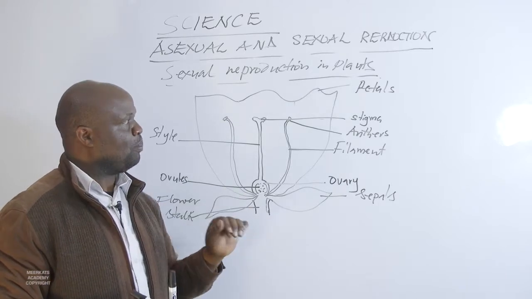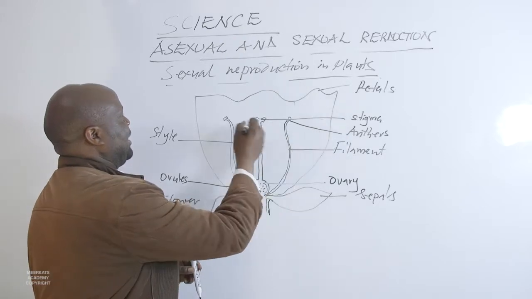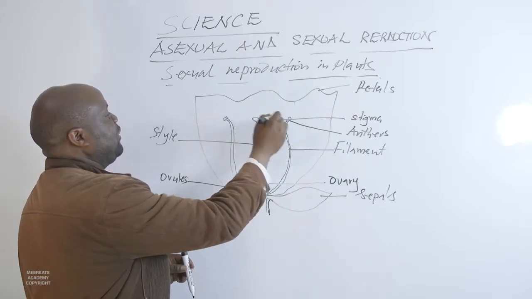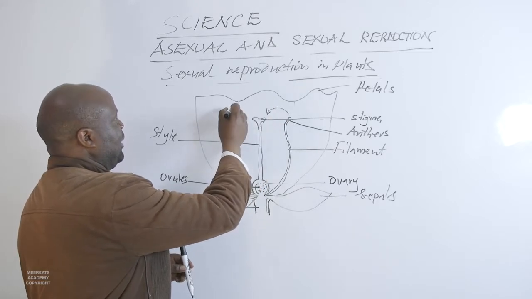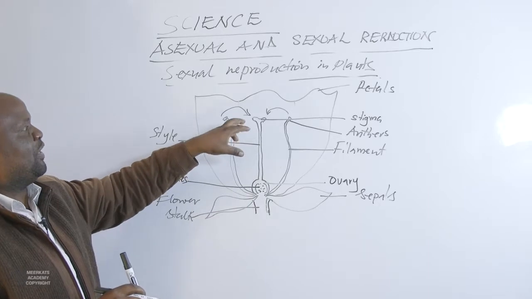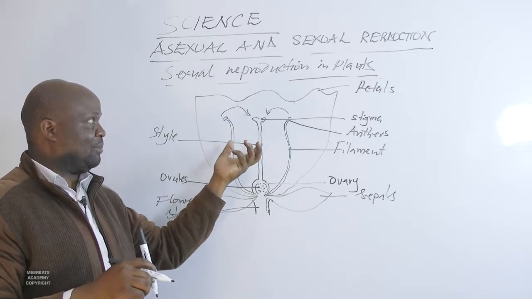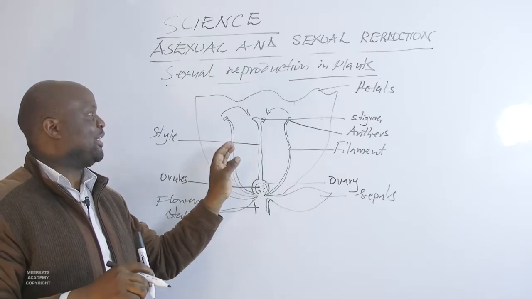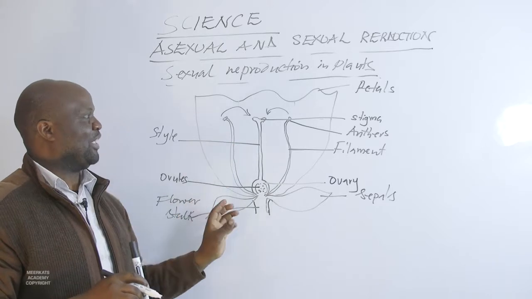And so forth. But if this is another anther, and pollen grains are coming from these anthers and falling on the stigma, and that process of pollination takes place within the same flower, we call that self-pollination.